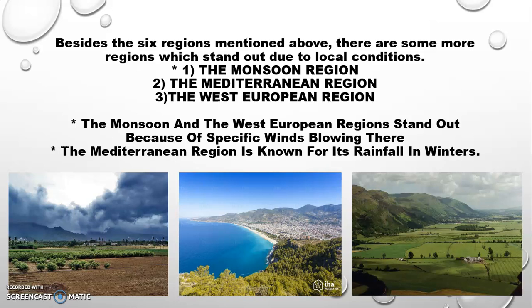Whereas the Mediterranean region is known for its rainfall in the winter. The Mediterranean region is the best region where you get a variety of flora and fauna, natural vegetation and colorful human life. So let us understand more in detail about these 3 important natural regions in today's topic. Let us begin with the first region, that is the monsoon region.